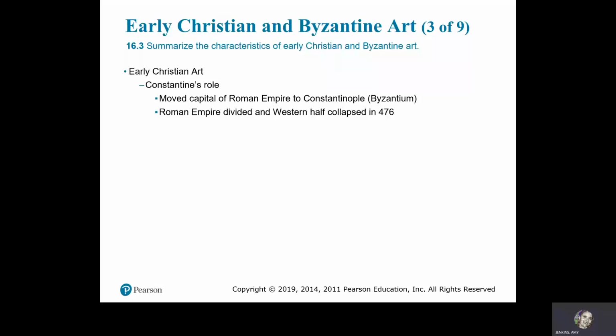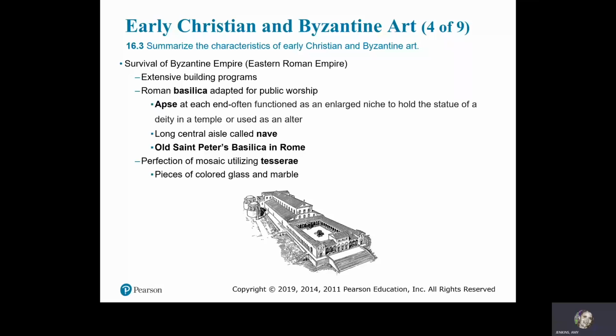Constantine moved the capital of the Roman Empire to Constantinople. It's also known as Byzantium. The Roman Empire became divided and the western half collapsed in 476. The Byzantine Empire, which is the Eastern Roman Empire, survived. There were extensive building programs.